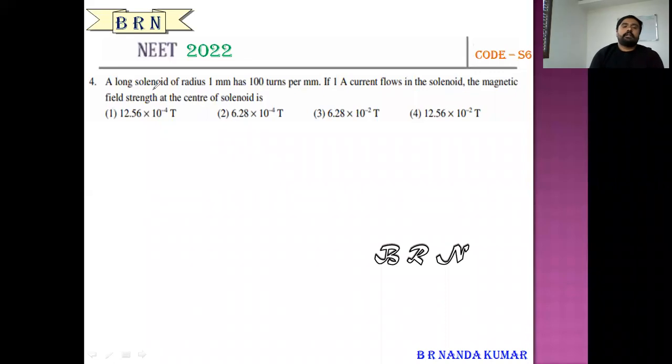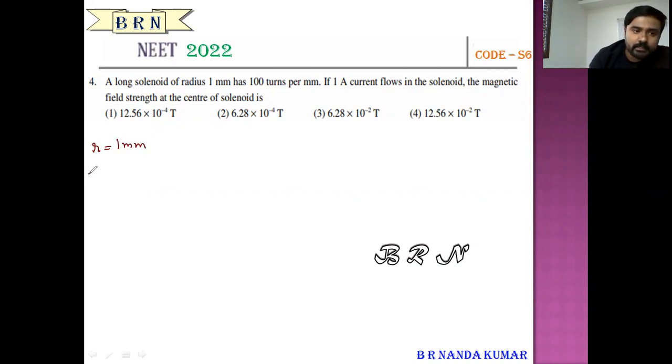ನೋಡಿ, a long solenoid of radius 1 millimeter has 100 turns per millimeter. If 1 ampere current flows in solenoid, the magnetic field strength at the center of the solenoid is. So the magnetism and moving charges. So this problem is based on magnetism and moving charges. Long solenoid radius is given here, radius is given how much, that is 1 millimeter.